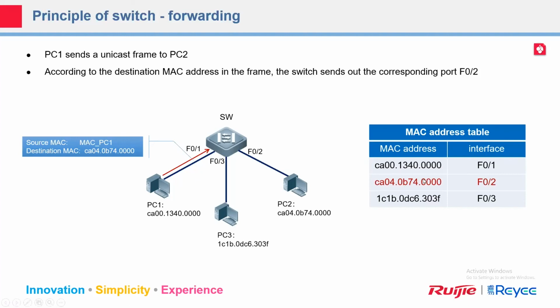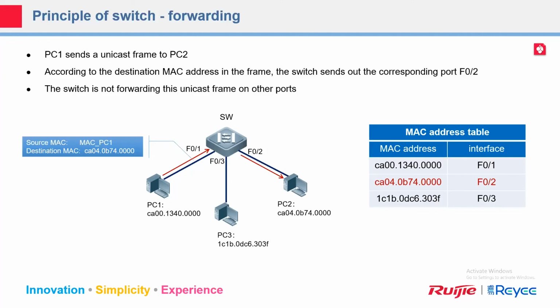Yes, it can match the MAC address, and this is the interface, and then finally it will forward the traffic, right? The packets finally will be forwarded to port 2 to PC2, and PC3 will not receive this information. So this is the function of forwarding. Of course, in this scenario, if PC1 sends out the packets to PC3, only PC3 will receive the packets. So this is the process.